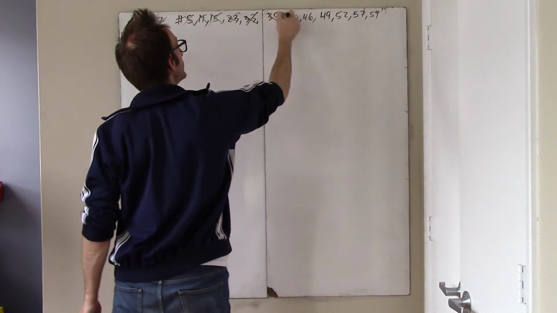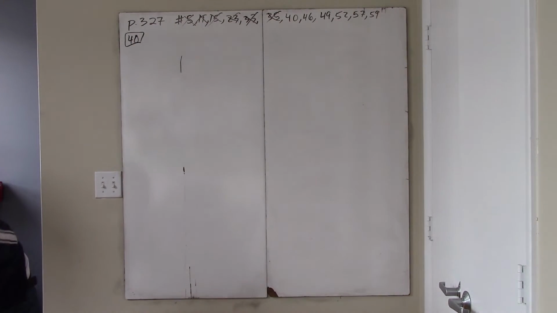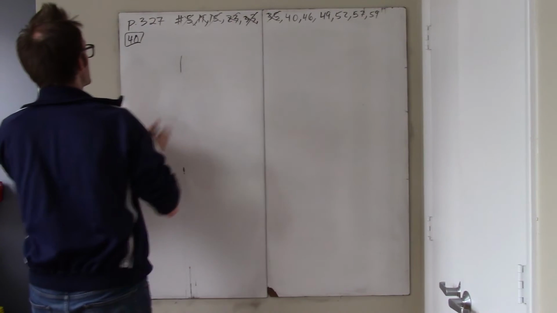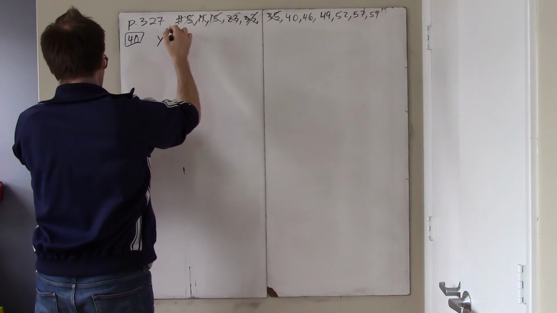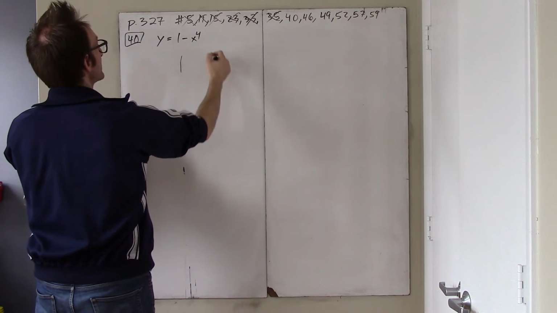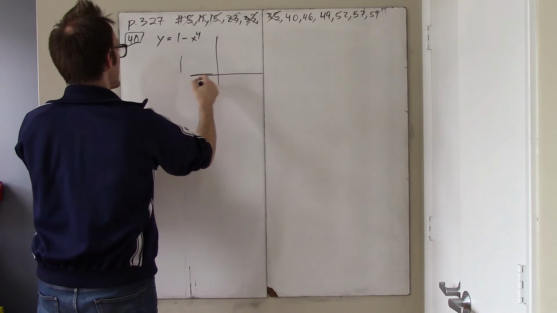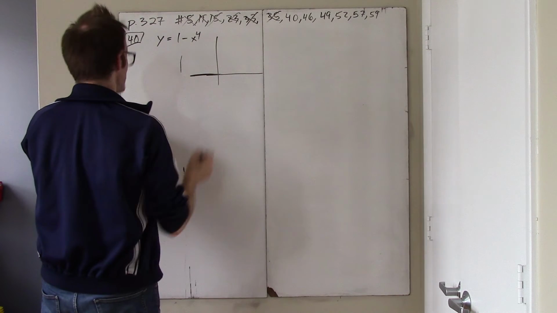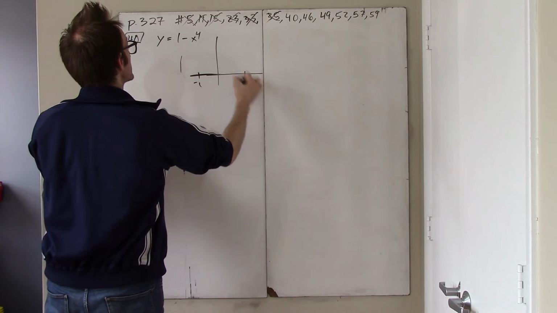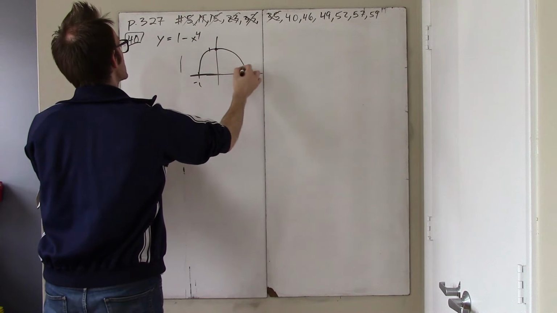Okay, let's just push on. What is number 40? Number 40 says take the curve y equals 1 minus x to the fourth, and they even make a picture of this for us. We're going on the interval from -1 to 1. So here's -1, here's 1, and there's 1, and the function looks like this.